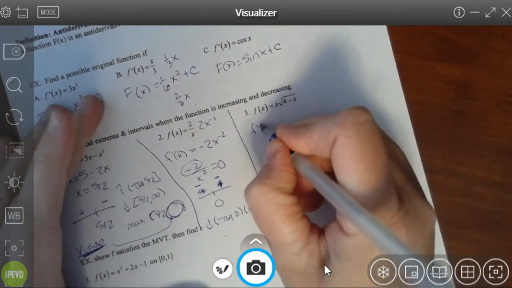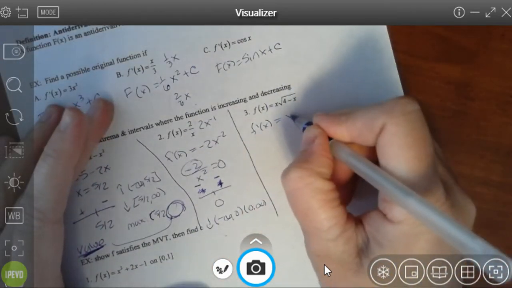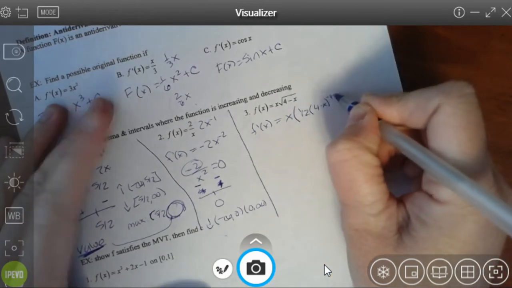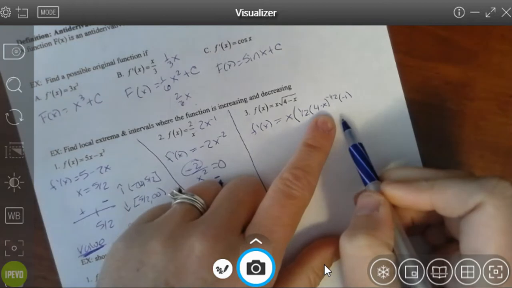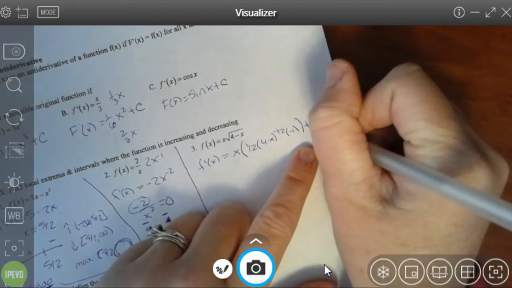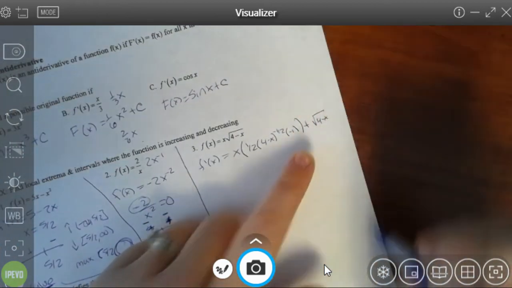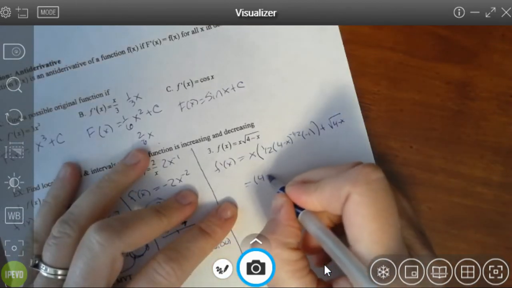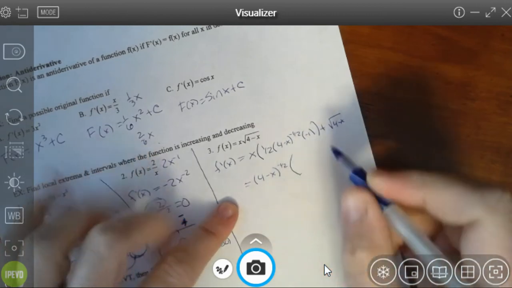All right, so the last one here, product rule. Leave the first alone times the derivative of the second. And don't forget this is a chain rule because you have to do times the derivative of the inside, plus second alone times derivative of the first. So I'm going to pull out a 4 minus x to the negative 1/2 to see if it helps me.